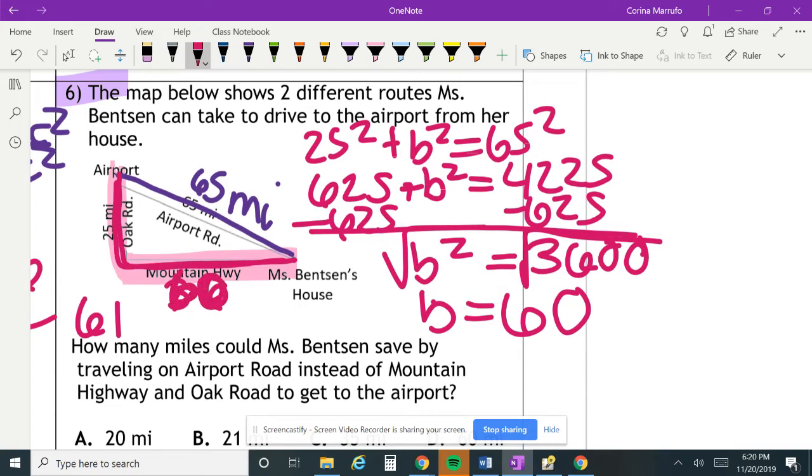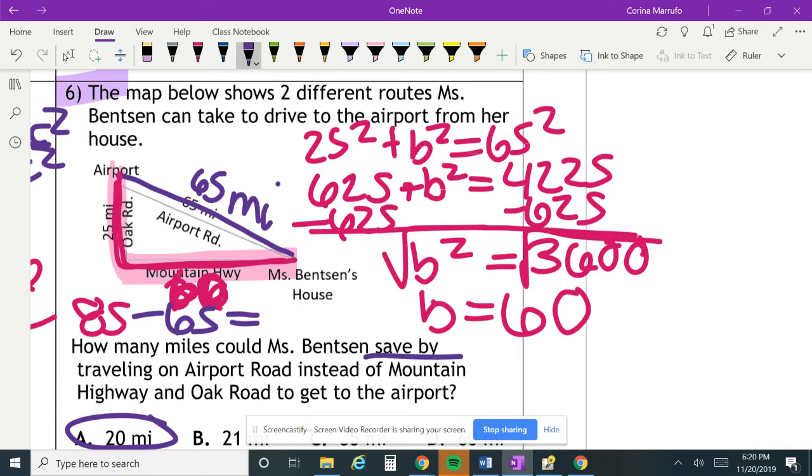So then 60 plus 25 gives us 85. And so she could be traveling 65 miles if she went a straight shot. So when we subtract those, that's 20 miles. So she is saving 20 miles by taking the shortcut.